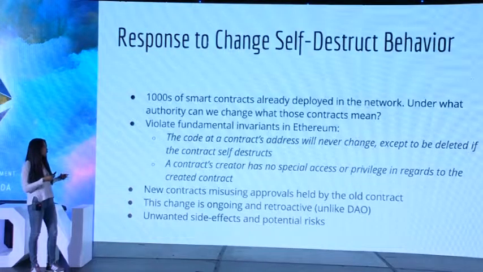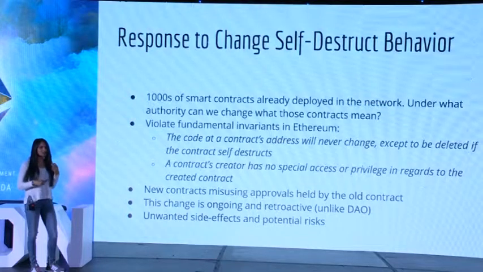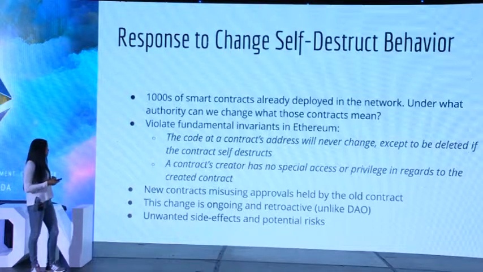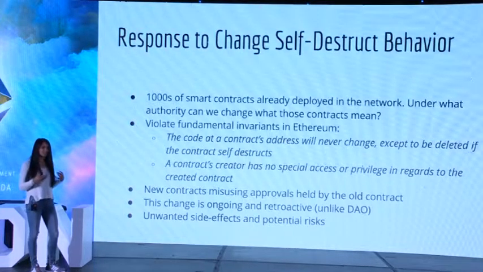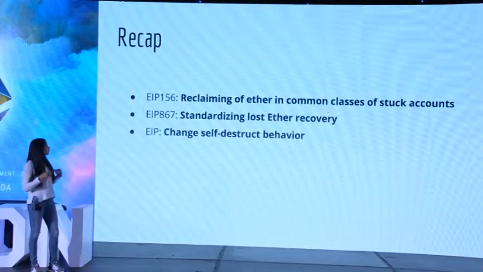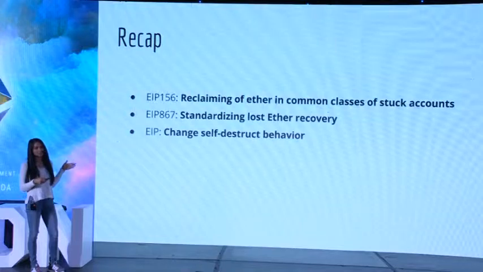The two invariants we're violating are, one, that the code at the contract's address will never change, except to be deleted if the contract self-destructs. We're changing the code. Two, a contract's creator has no special access or privilege in regards to the created contract. Now we're giving the contract creator special access to regain their funds. Overall, this is a very retroactive change. It felt like it would just add too many side effects and too many risks. So as a recap, there were three attempts at similar types of proposals.